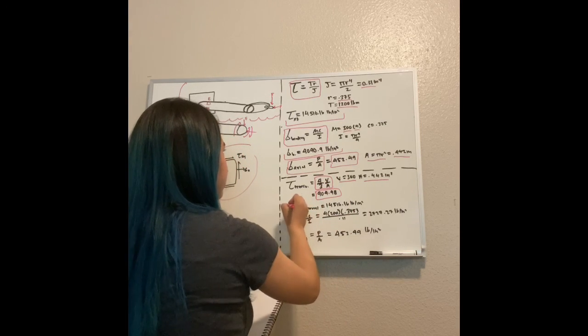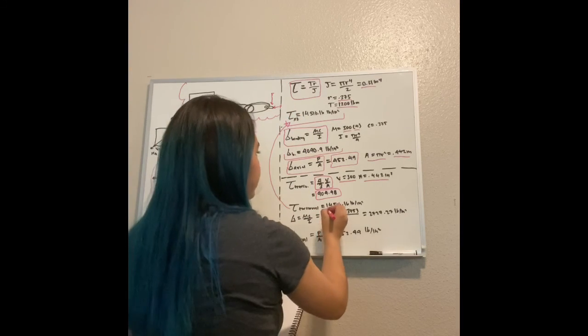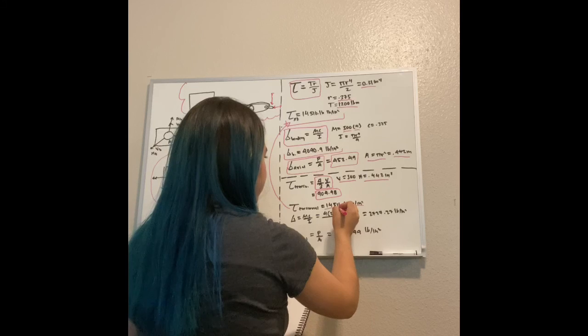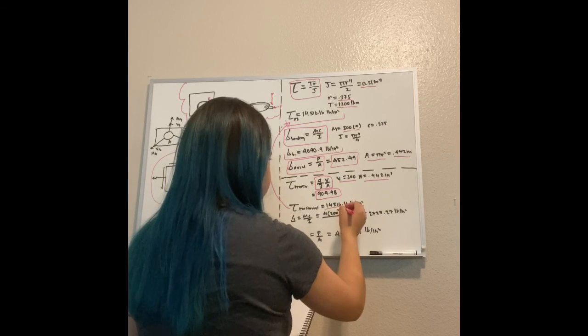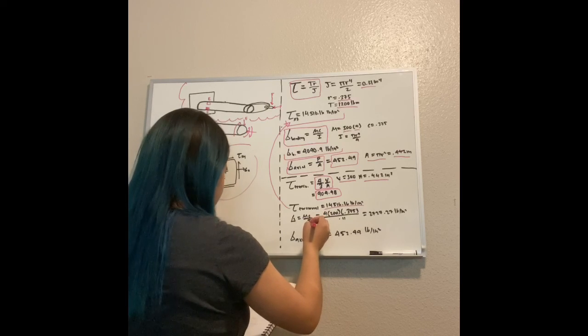For the torsional, we're going to use the same torsional that we did here. So that was 14,516.16. And then we also have another bending for element F.